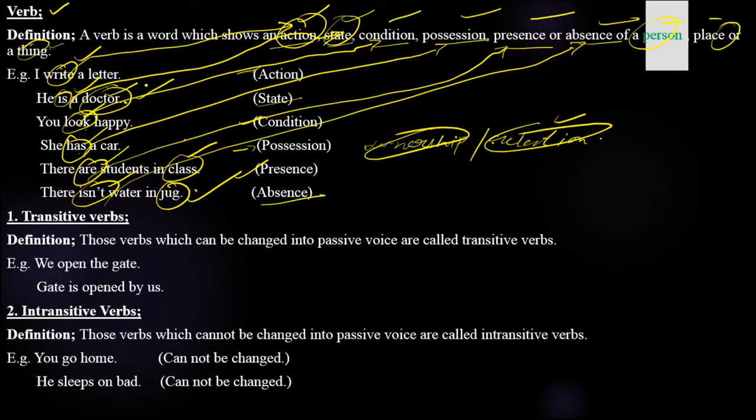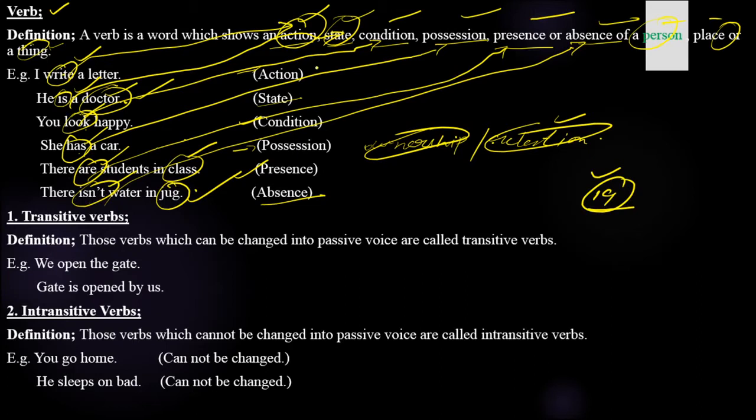Hope you got the definition of the verb. Actually, the kinds we will discuss, because for learning passive voice, we need to get that. For example, what are transitive verbs? A verb has actually 19 kinds that we will be discussing when we start parts of speech. But here, only those kinds which are important for learning passive voice we will be discussing. And one thing more I should tell you about these examples. Here we have understood that a verb shows an action, state, condition, possession, presence, or absence.